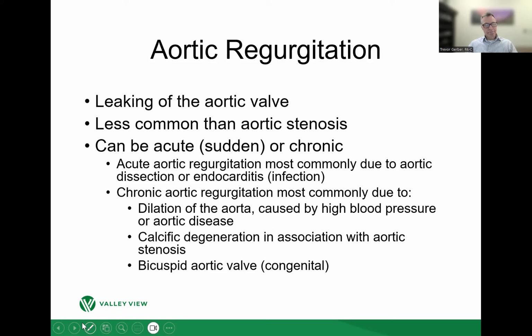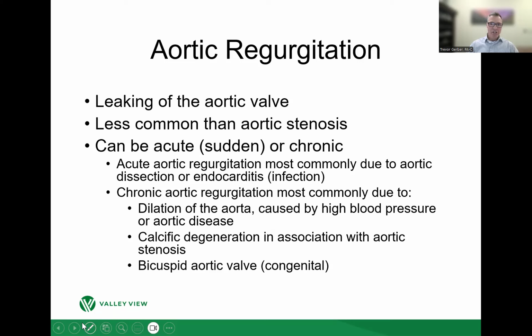In acute aortic regurgitation, it's most commonly due to an aortic dissection. The aorta is that main water line that leaves the heart. The aorta dissects, or tears, therefore causing a disruption of the valve that's upstream on the aorta. Acute aortic regurgitation can also be associated with endocarditis, which is an infection of the valve itself, where the infection sets up shop on one of the valve cusps, weighing it down and preventing the leaflets from closing properly.